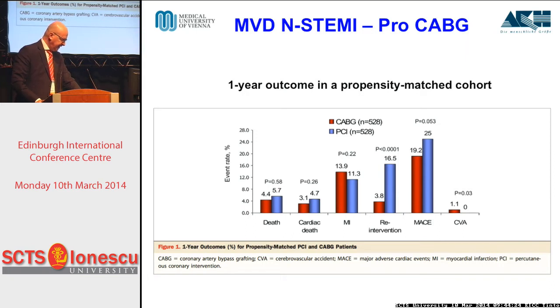In the stent group, there is a higher rate of cardiac death, but not significant. There is a higher rate of myocardial infarction in the CABG group, but I want to remind you, by all these comparisons, these are propensity score matched. We have a much higher rate of re-intervention as expected in the PCI group, and the MACE rate is also higher, borderline statistically significant. Whereas, as in all trials, we can observe that the cardiovascular accidents are higher in the bypass group.